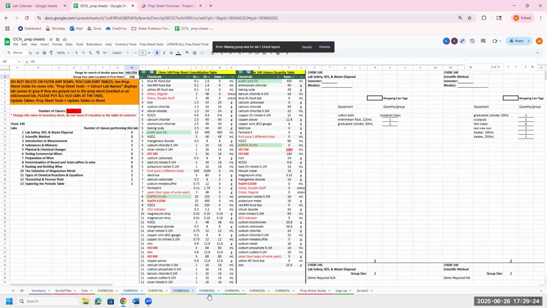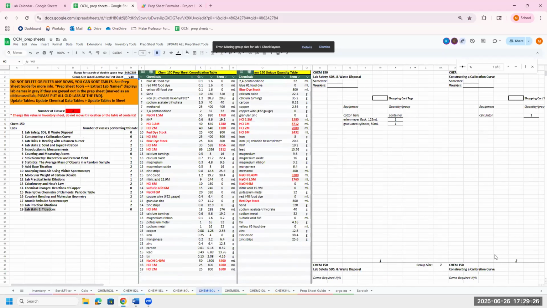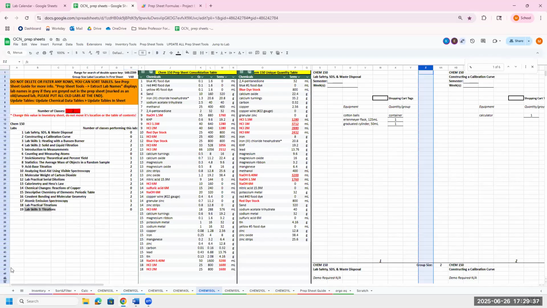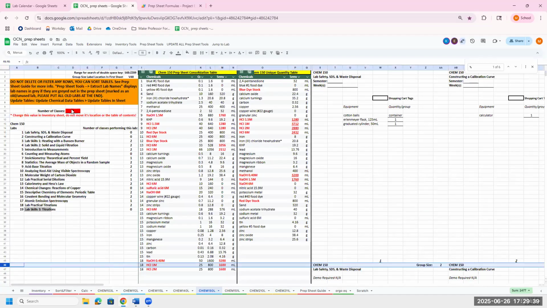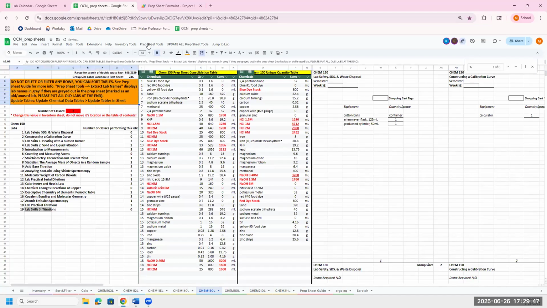But all you have to do, so if we were to now go into 150 and we wanted it to work, so we'll dismiss this error. Instead of V48, the group size label location in first sheet is now in Z46. So let's change this to Z46. And now let's do update tables in sheet.